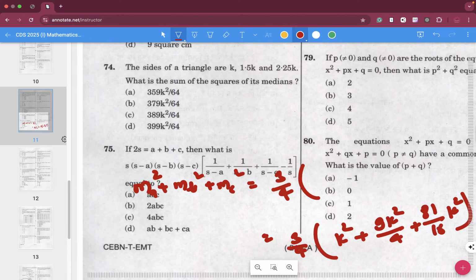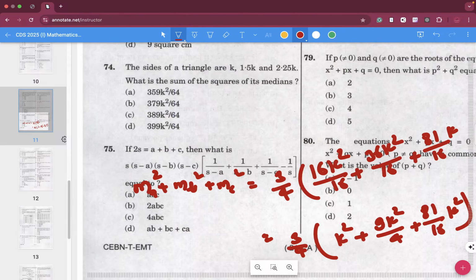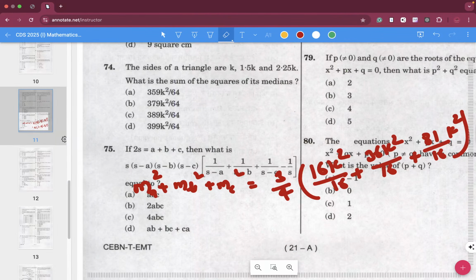I'm writing this thing as 16k square by 16 plus, over here, 36k square by 16. Why am I writing it this way? Because it will be easy for me to calculate it. So now over here we get done with this.